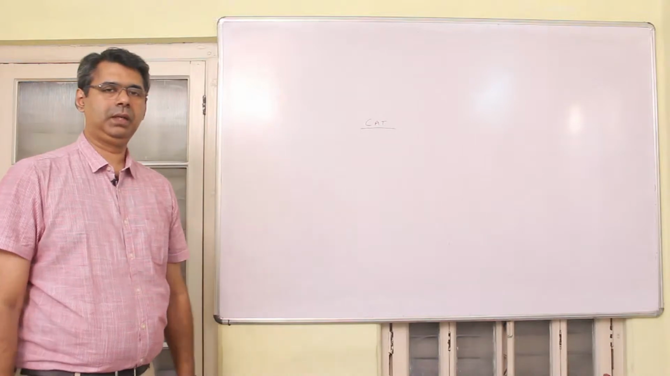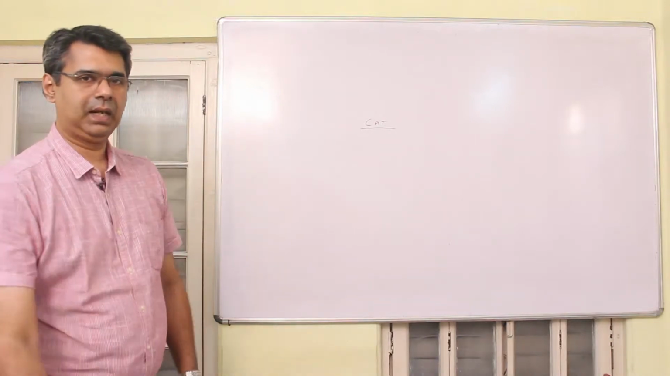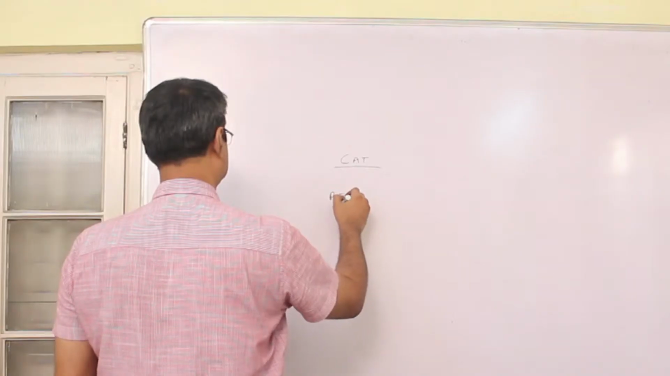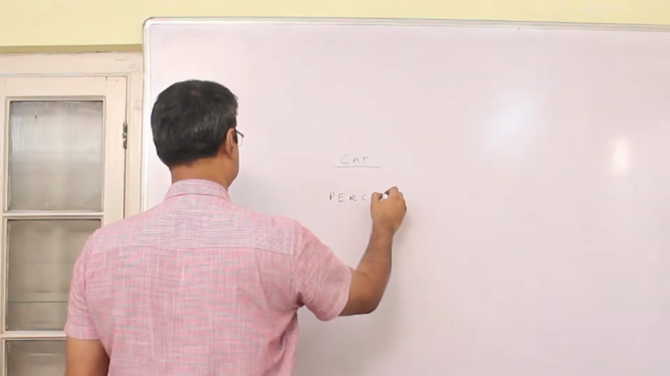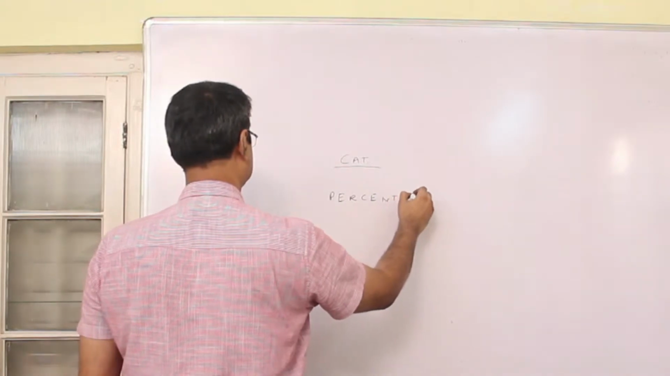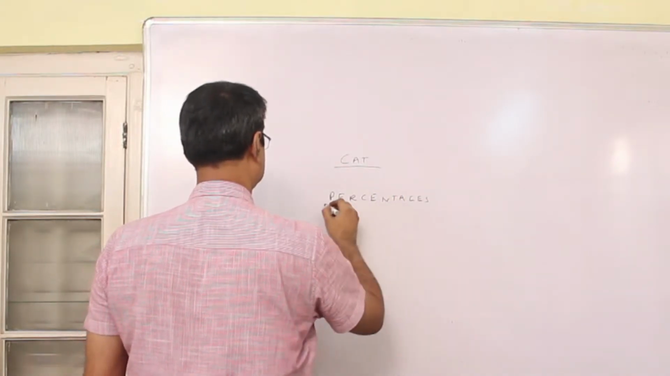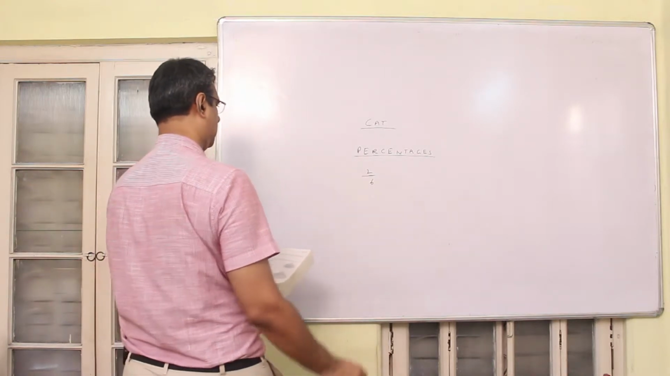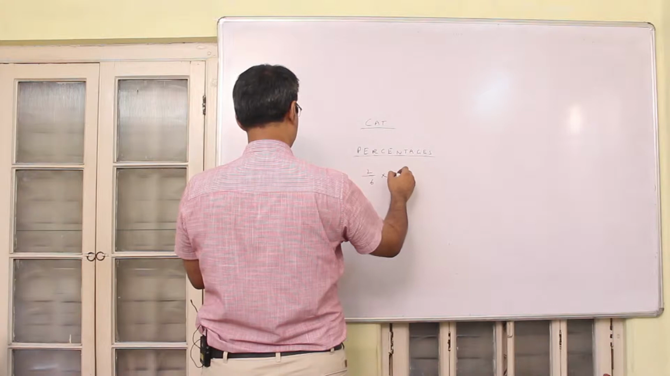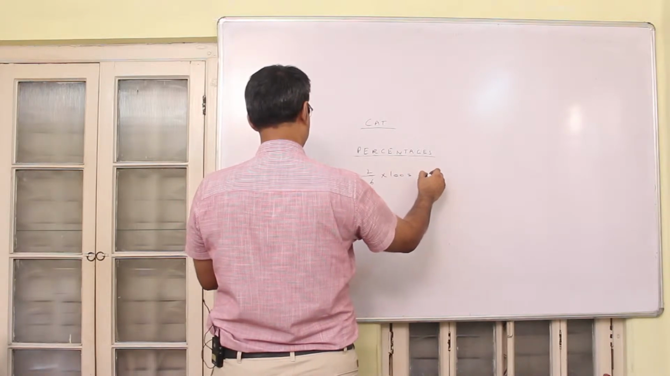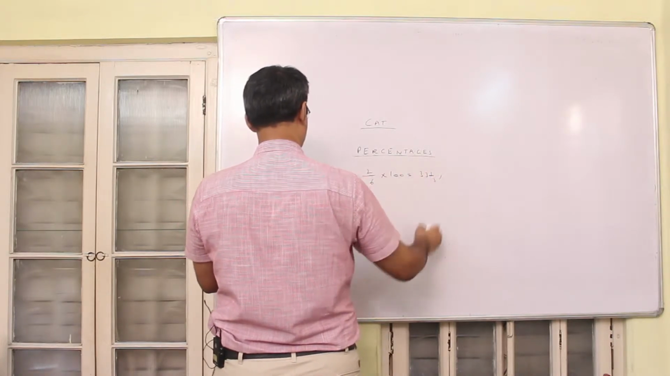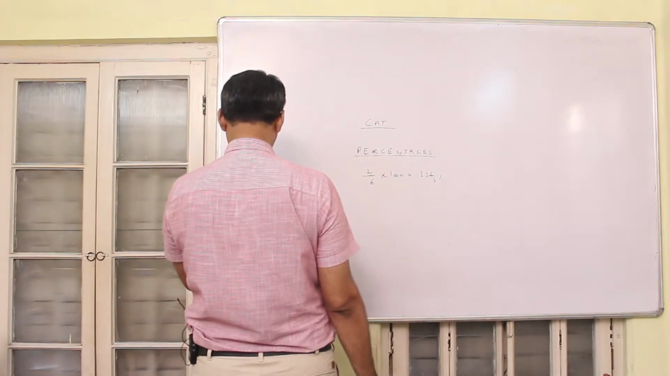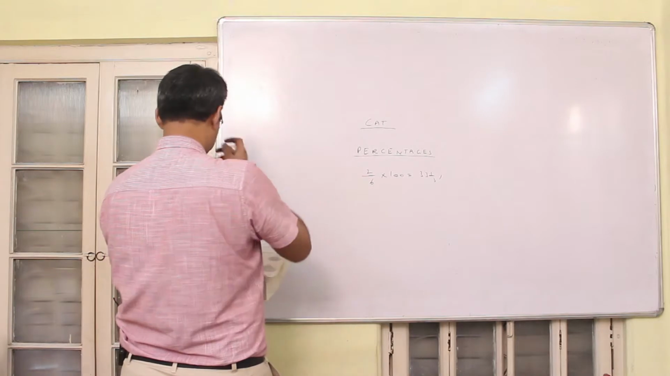Today we will be doing percentages of the CAT syllabus. Suppose we have a ratio 2/6. If you multiply it with 100, then it becomes a percentage. So 2/6 is 33 and 1/3%.